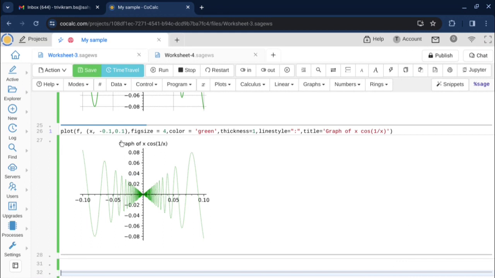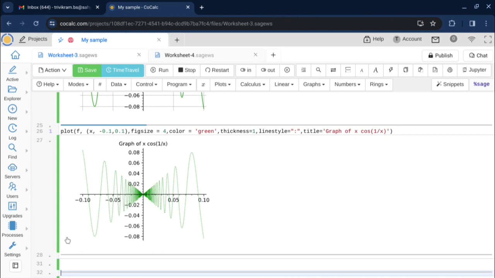So title of the graph has been set, and line also changed it to dotted lines, and figure size I have given it as 4, and color of the graph I have given it as green. Okay, so in this way we can add features of the graph.